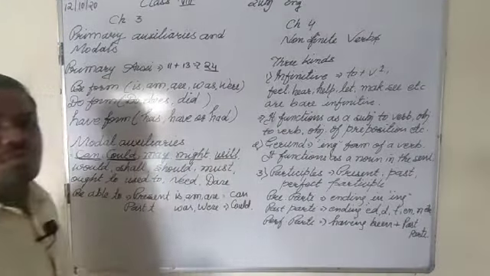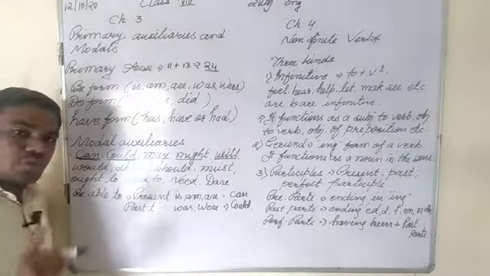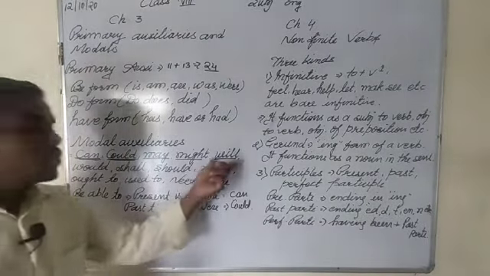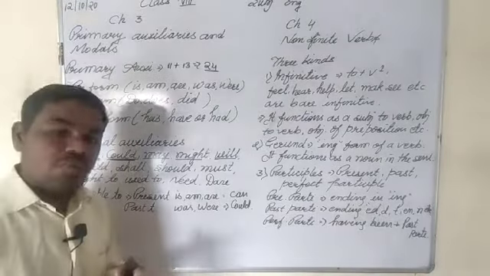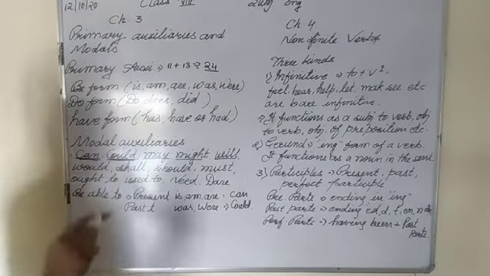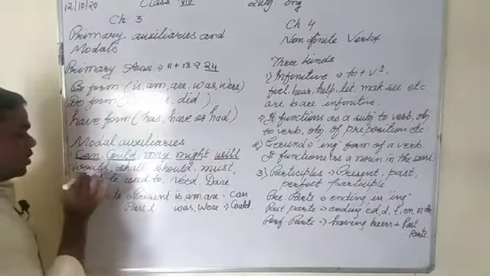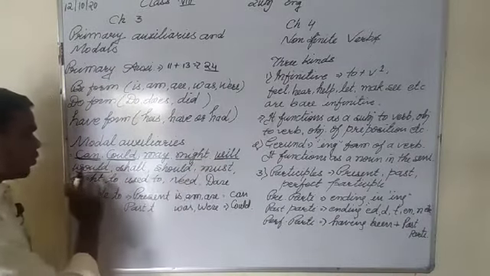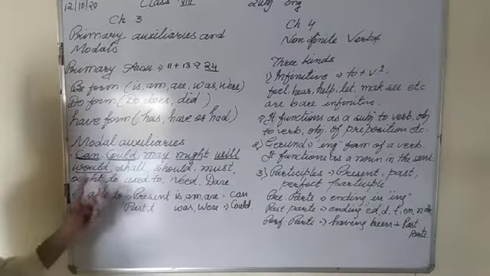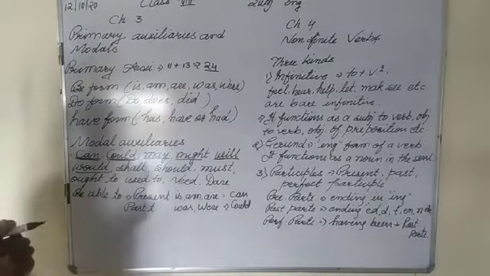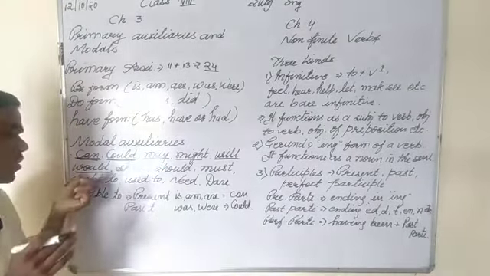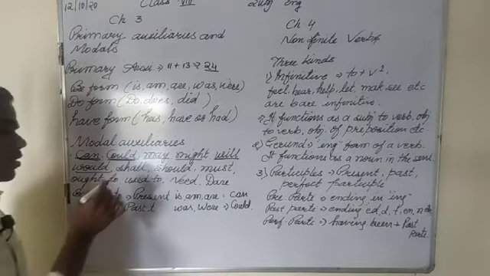Will is used with first person I and we to show promise, warning, threat, determination, offer and formal request. Now is would, the past of will. It is mostly used to show polite request and to show preference, choice and past habits.